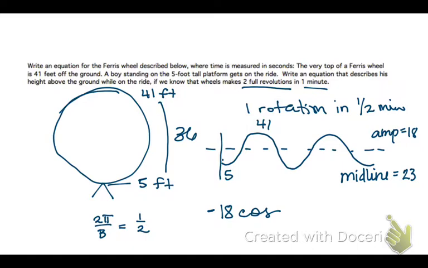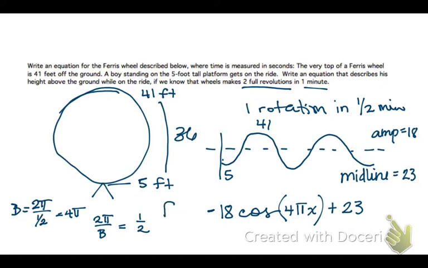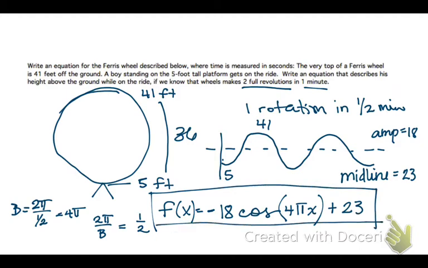So if we solve this for b, I'll write this over here on the left side of my screen, 2 pi divided by 1/2 is equal to 4 pi. So we see 4 pi waves, basically. So I plug that in for b, so 4 pi. We can use x or theta, it doesn't matter. There's no phase shift because he's loading at the lowest point, so I don't have to worry about moving it to the left or to the right. And then the midline is going to be at 23, so I need to shift that up 23 units. So that would be my function rule that would model that Ferris wheel ride.